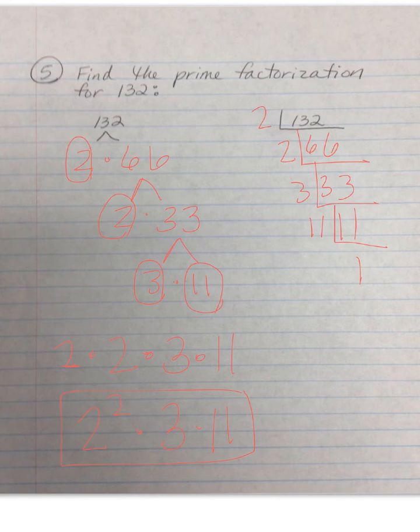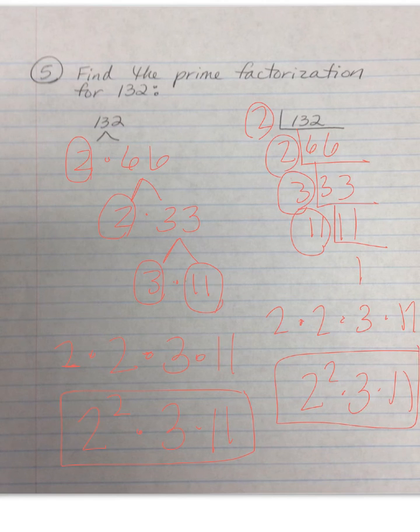So I take my prime factors, which are 2, 2, 3, and 11, and I write them out. And then I write it the way you'll normally see it. And I'm done. And you should have the same answer either way.